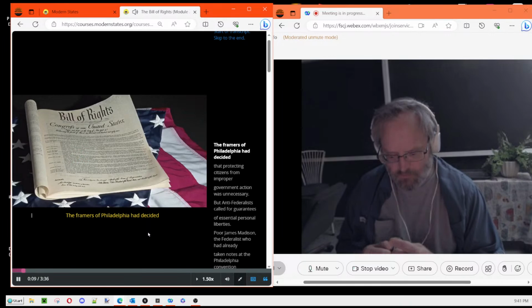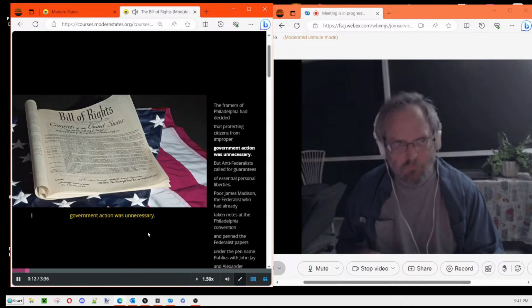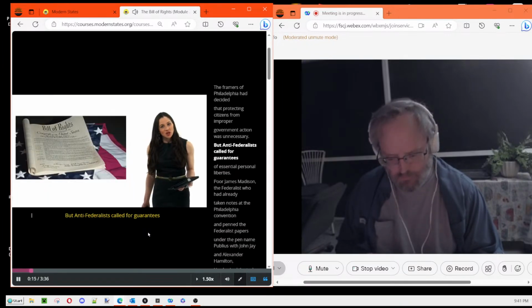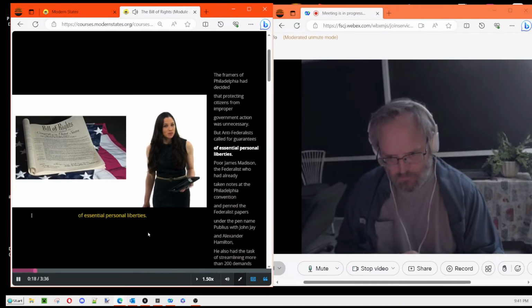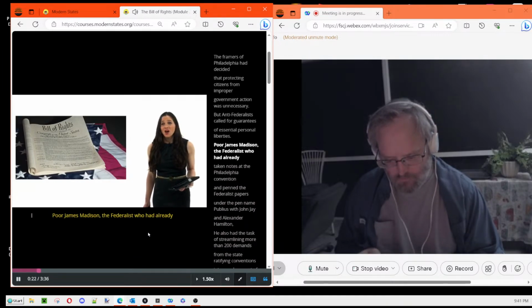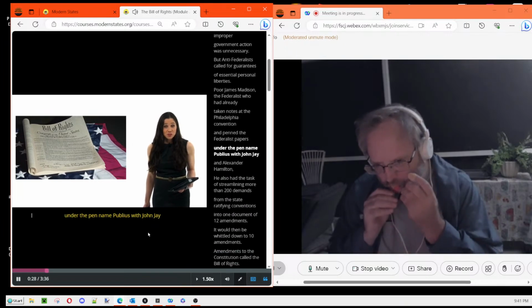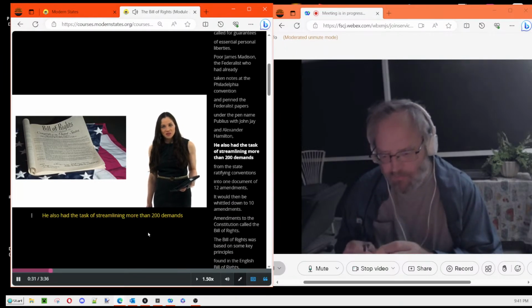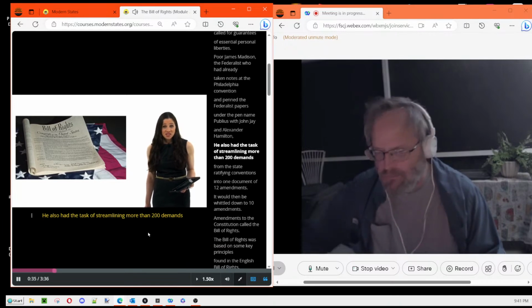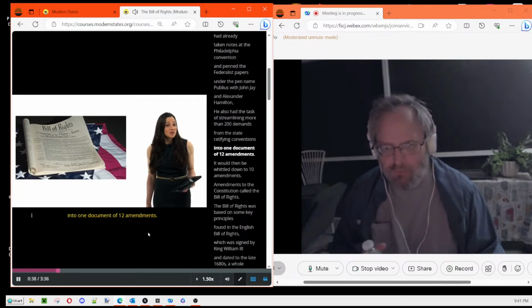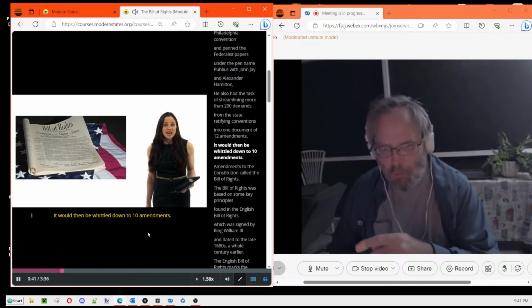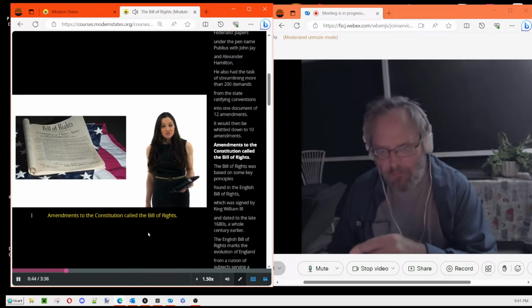The framers of Philadelphia had decided that protecting citizens from improper government action was unnecessary, but anti-federalists called for guarantees of essential personal liberties. Poor James Madison, the Federalist who had already taken notes at the Philadelphia Convention and penned the Federalist Papers under the pen name Publius with John Jay and Alexander Hamilton, also had the task of streamlining more than 200 demands from the state ratifying conventions into one document of 12 amendments. It would then be whittled down to 10 amendments to the Constitution called the Bill of Rights.